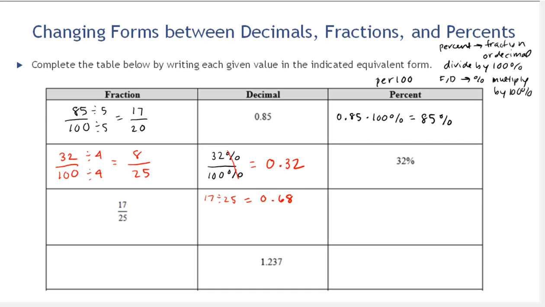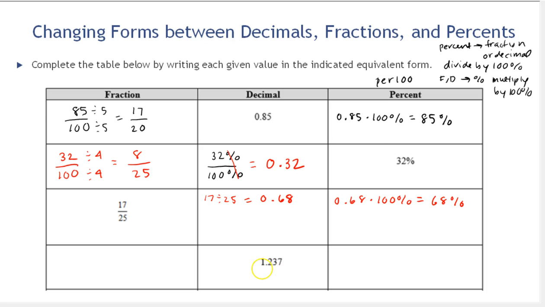Okay, so now we have as a decimal, and changing from a decimal to a percent is easy, like we did up here. 0.68 times 100%. Remember the 100 moves the decimal 2 places to the right, and we'd get 68%. Let's look at the next one.